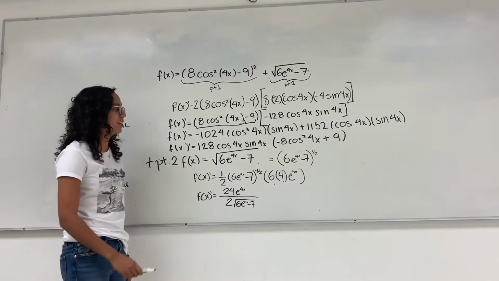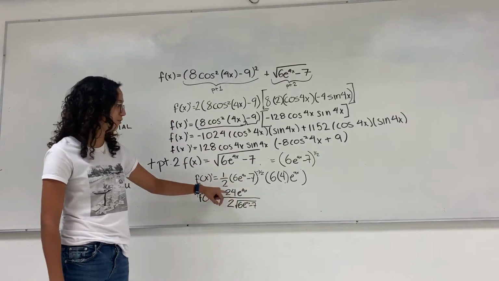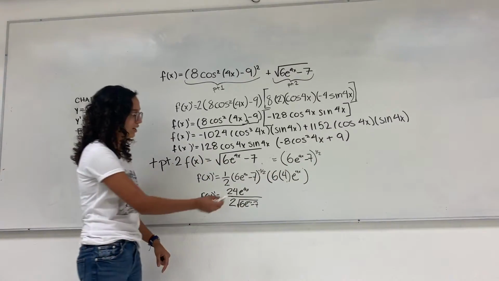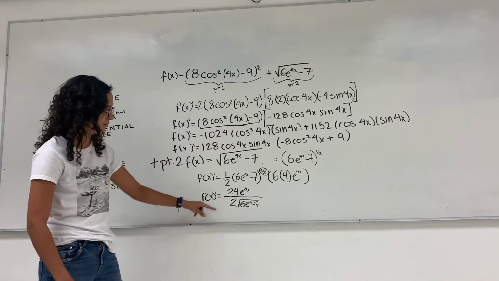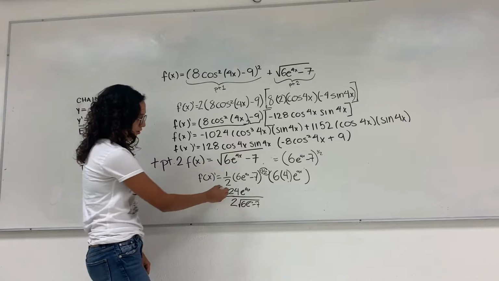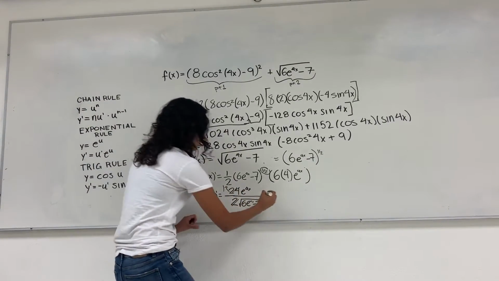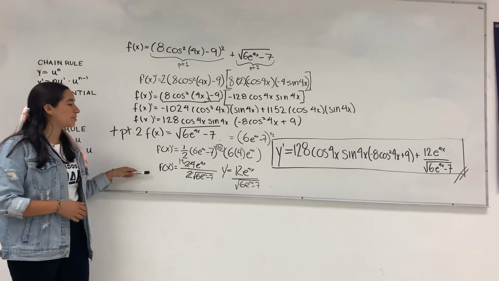The next step is to multiply 6 times 4, and you have 24e to the 4x. And when you have a negative exponent, you have to move it to the denominator. So you have this, and then you can simplify this, and you have 12. So the answer. We have completed our two procedures.